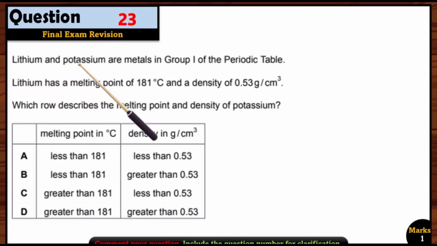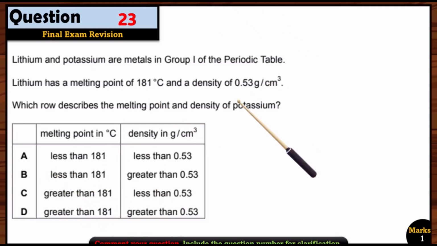Question 23. Lithium and potassium are metals in group 1 of the periodic table. Lithium has a melting point of 181 and a density of 0.53. Which row describes the melting point and density of potassium? Remember that melting point is decreasing down the group, right? So the lower melting point is for potassium. Now we have to find less than 181, yes. So A or B can be right.